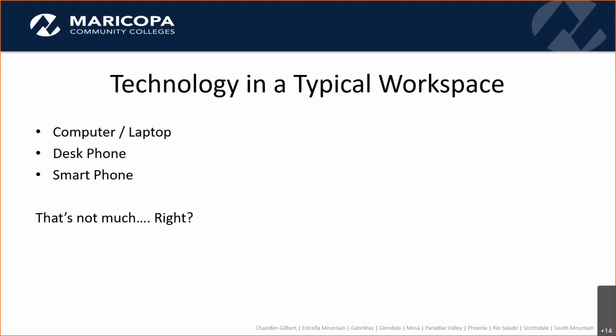So thinking about technology in a typical workspace, 9 to 5 standard desk job. What are you going to have? You're going to have a computer, maybe a laptop, sometimes a desk phone, sometimes a smartphone. Not a lot, right? It's just 3 things. Let's think about if you have a smartphone, how many things are actually inside that phone?